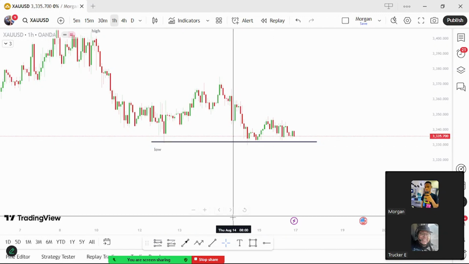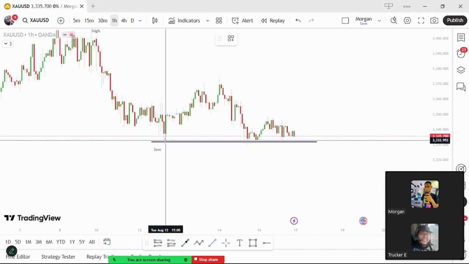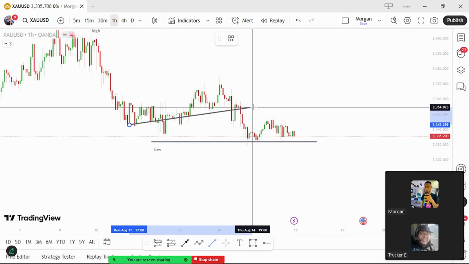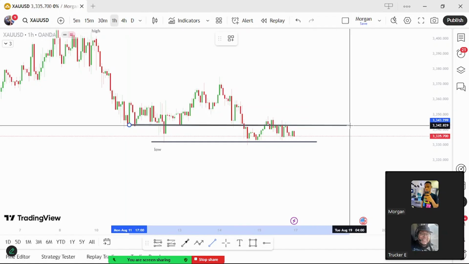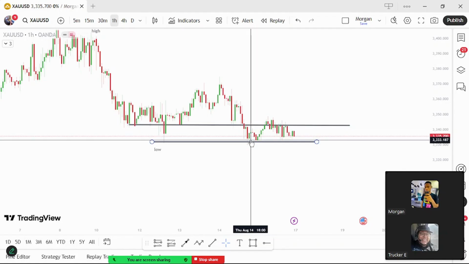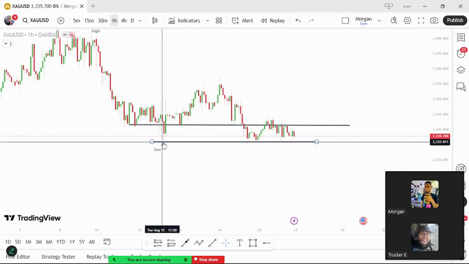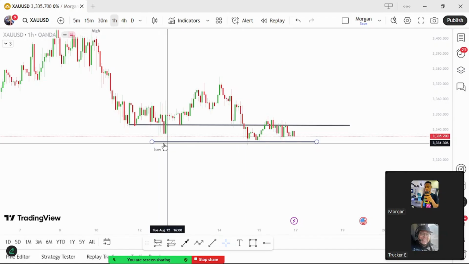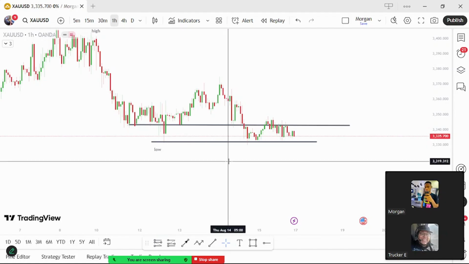But what most people were just doing last week was, I don't know, they were just marking out this level and just when price comes under here, they were selling. I guess you won if you did that. But the correct trade is that as long as price hasn't broken this level, you don't wanna sell.